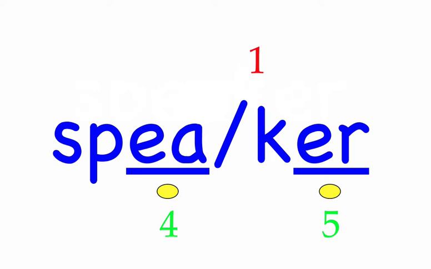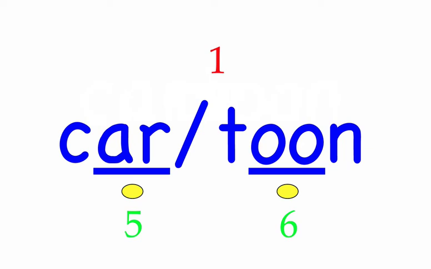Row 5, cartoon. The cartoon on TV was not very interesting. Car, 2 sounds. K, r. Tune, 3 sounds. T, u, n. Cartoon. Mark the word. Notice OO here is representing its first sound, its primary sound, oo as in boot. The second sound for OO is as in foot. In that instance, you would double underline it. But here we underline it once because it represents its primary sound, oo.